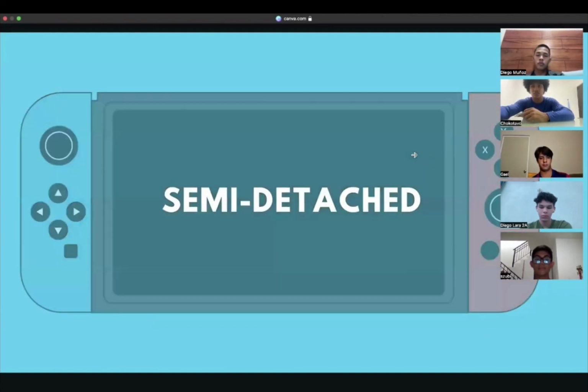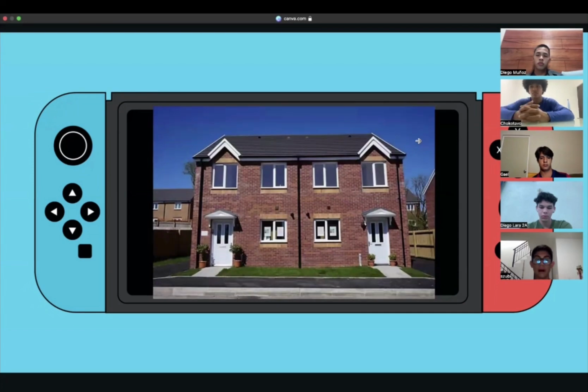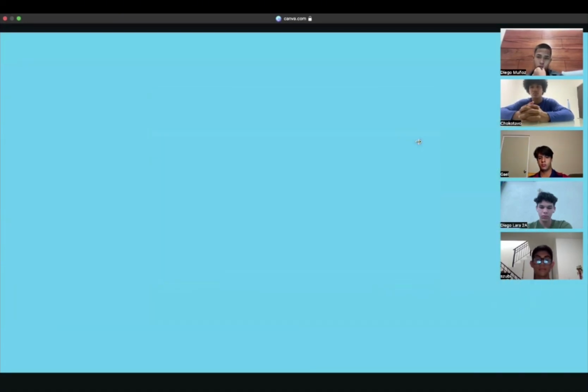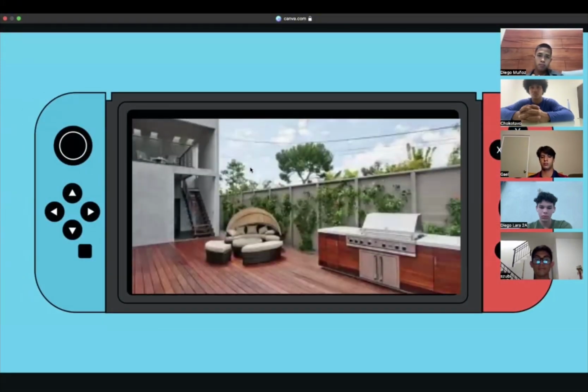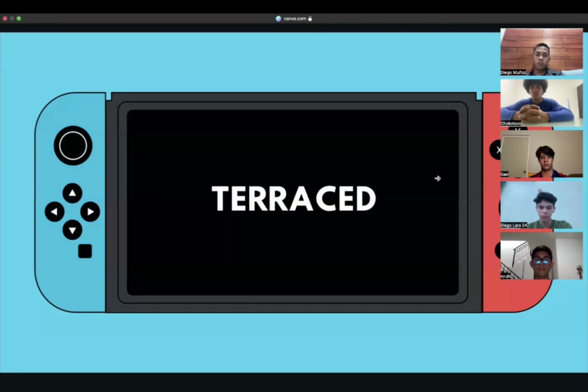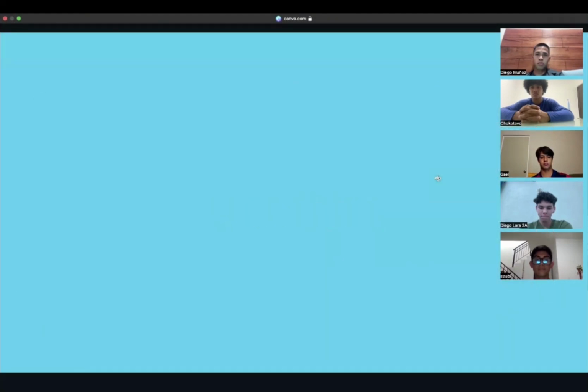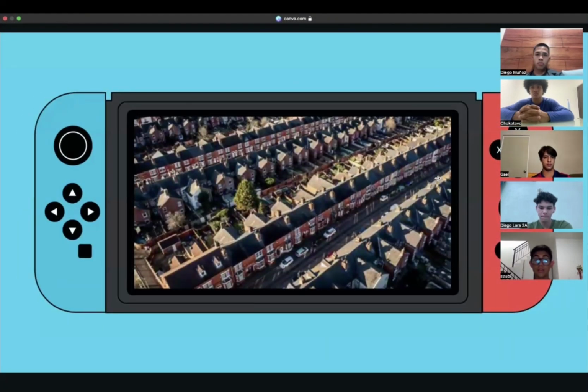Semi-detached, a house joined to another on one side only. Terrace, a row of connected houses. Terrace describes houses that are part of a row of joined homes, like clones of each other.